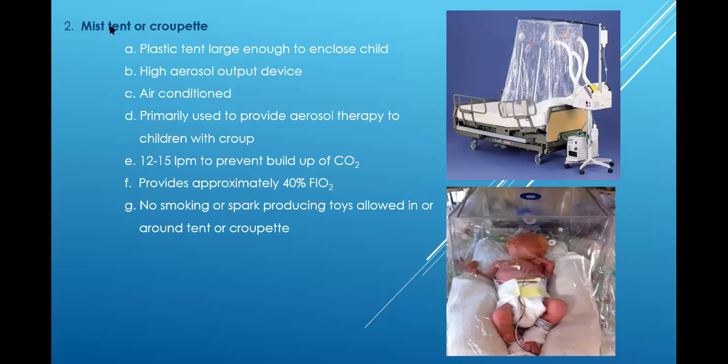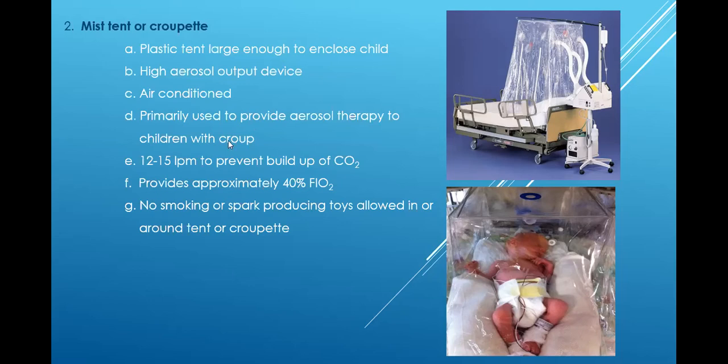So a mist tent, also known as a croupette, is a plastic tent that's large enough to enclose the whole child. It has a high aerosol output device. It is air conditioned, right? Primarily used to provide aerosol therapy to children with croup cough. That's that real loud barking cough that they have.